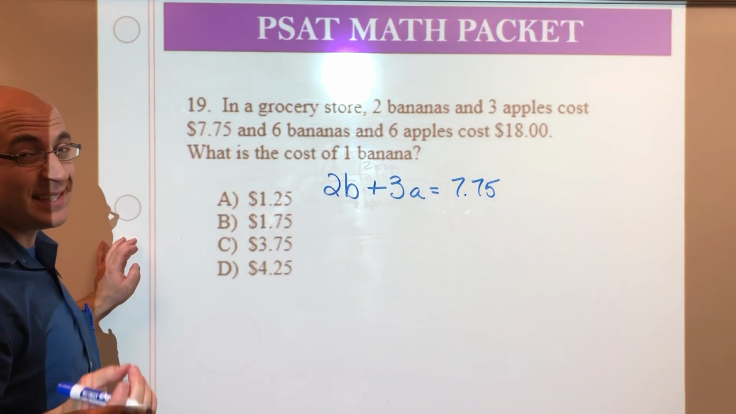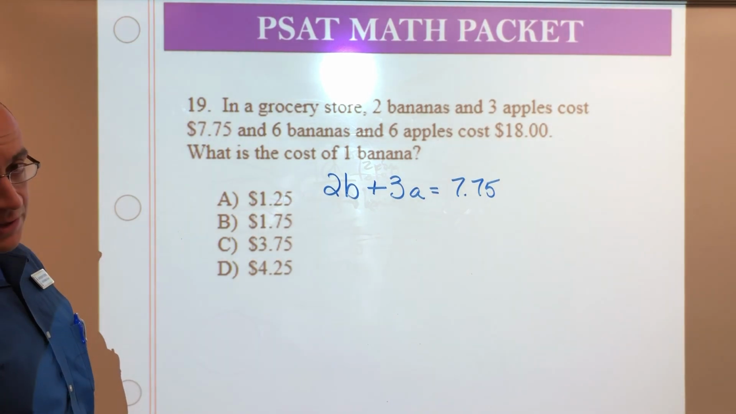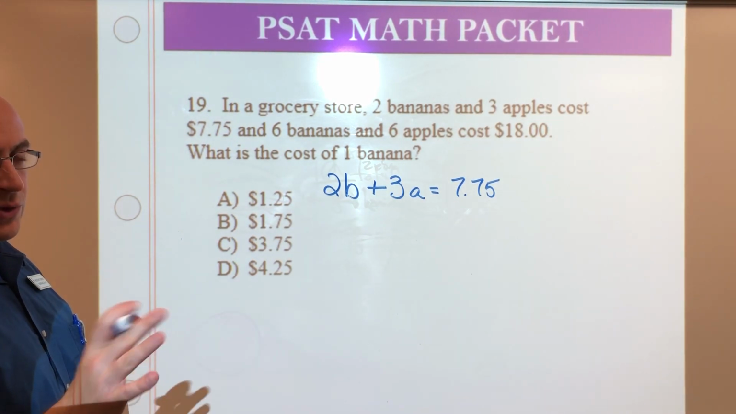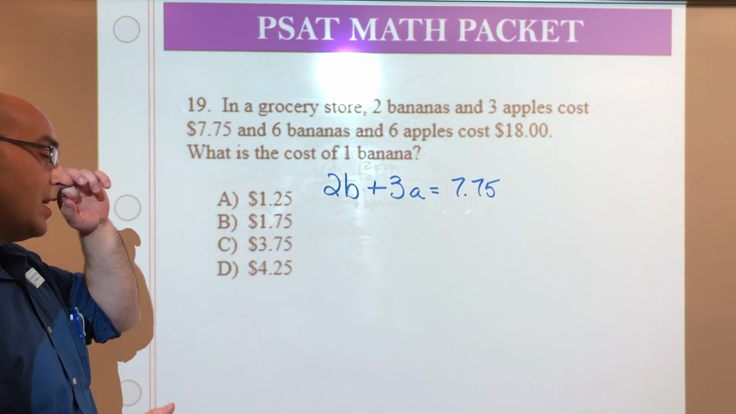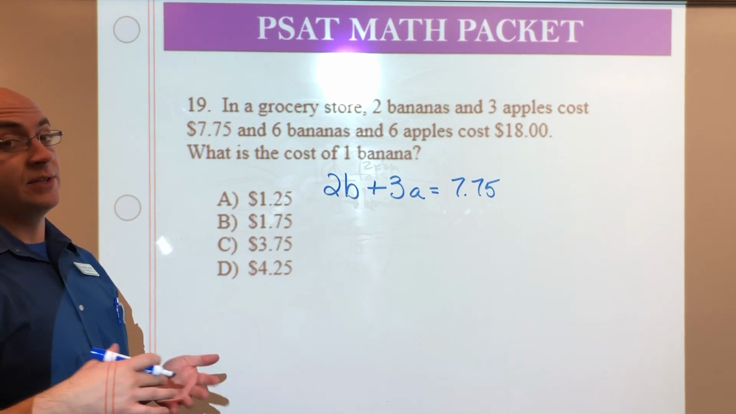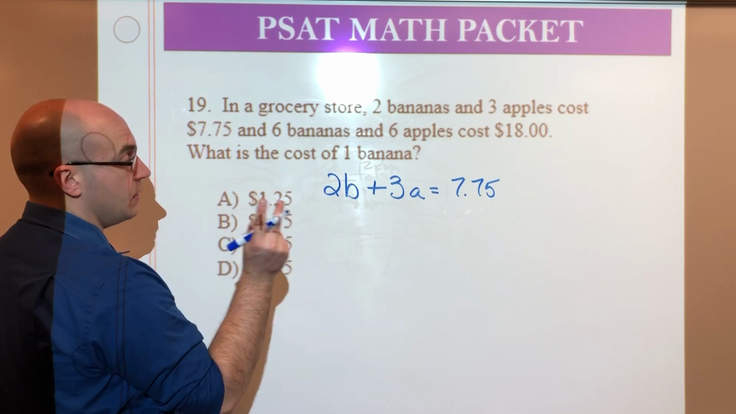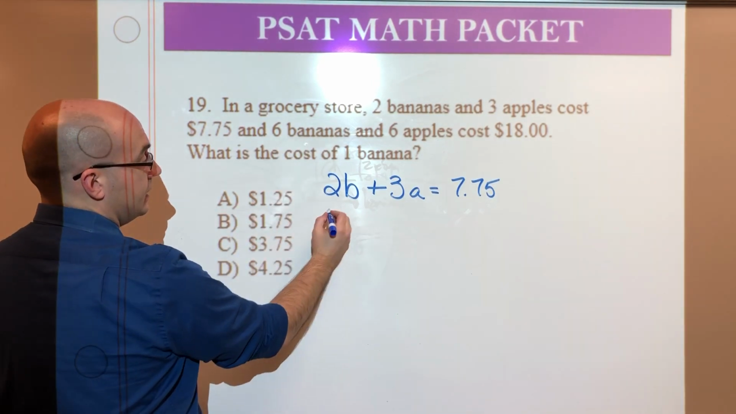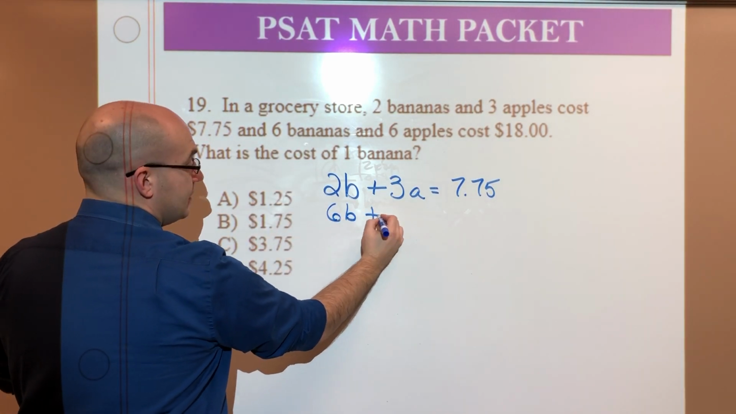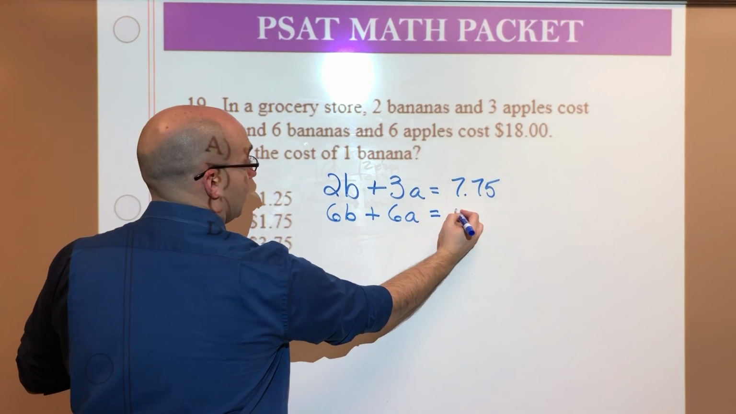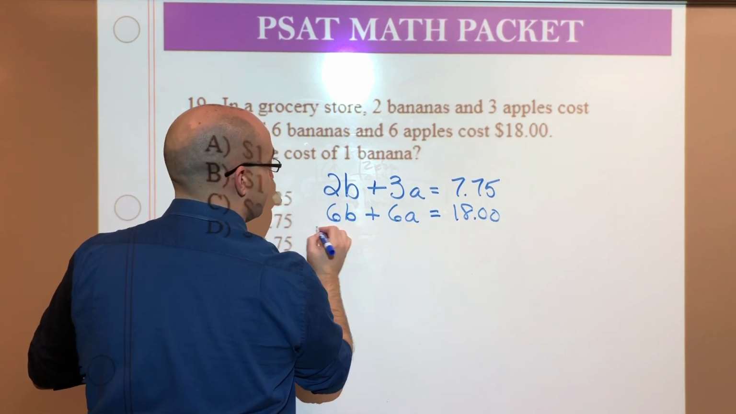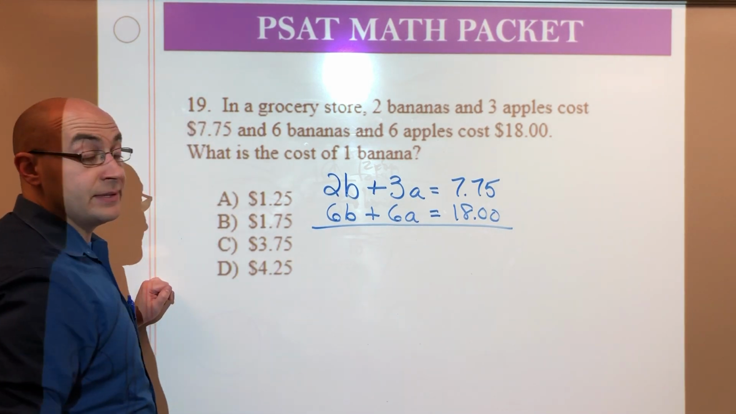Now, this is what's called a system of equations. Some of you have seen this already, some of you have no idea what I'm doing. So I'm going to give you 2 ways you can figure this out. I'm going to do the algebraic way first, which is to solve the system with elimination. So a system of equations is 2 equations. That's the first one. The second one is 6B and 6A, and that costs $18. Okay, so this is a system of equations. We're going to use elimination to solve it.